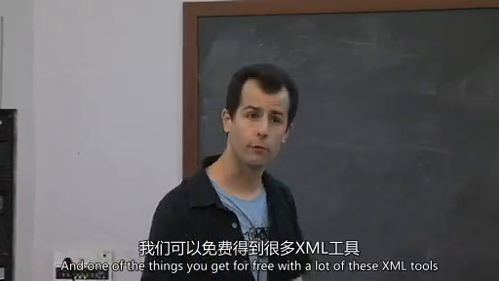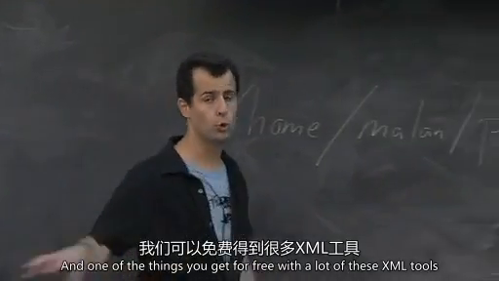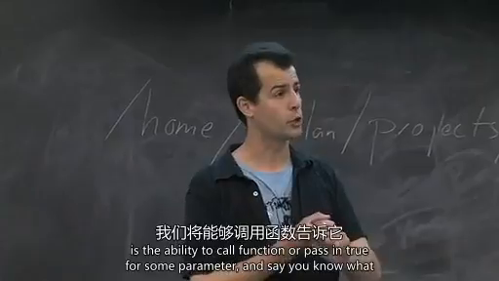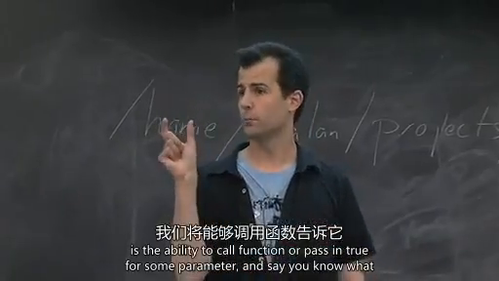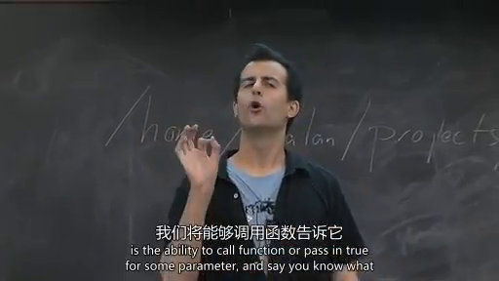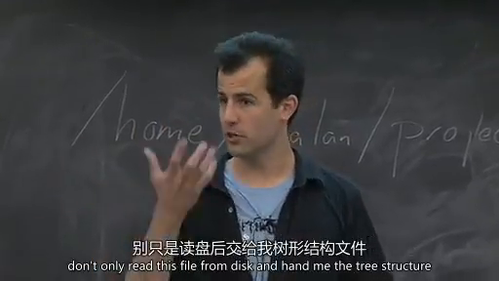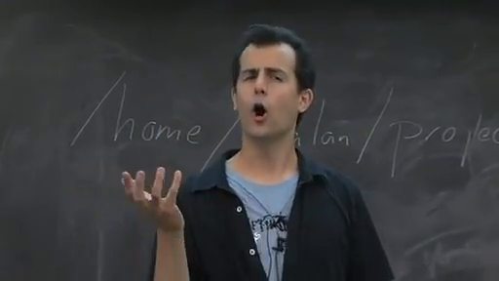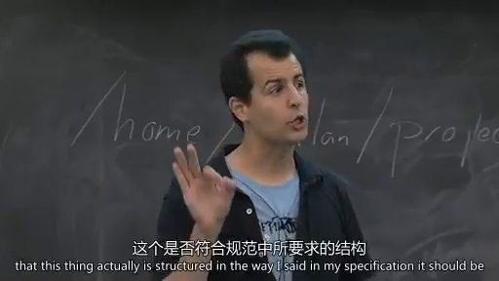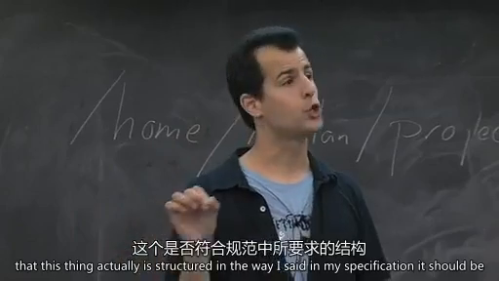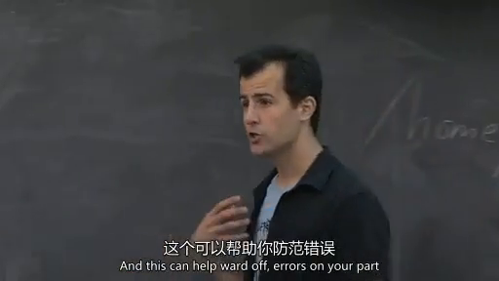And one of the things you get for free with a lot of these XML tools, which we'll look at in the context of PHP, is the ability to call a function or pass in true for some parameter and say, you know what, don't only read this file from disk and hand me the tree structure in memory, the data structure I want back. Also check that this thing actually is structured in the way I said in my specification it should be. And this can help ward off errors on your part.